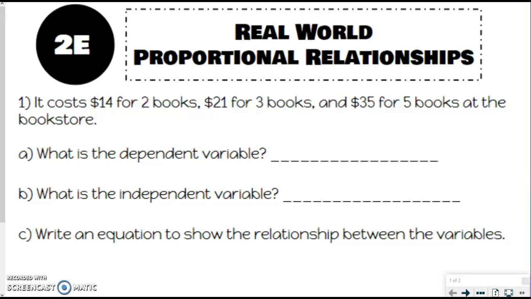Congratulations on making it to level 2. You're almost there. There's a couple more new things and then you'll be on your way to that summative. So we are going to talk about real world proportional relationships. It's really not a lot different than what we've done.